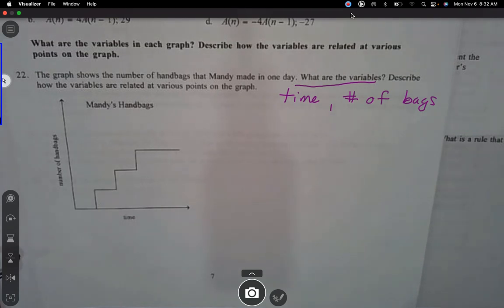How they are related at various points on the graph. So far, what does this mean right here? So far, she has no handbags made. So I'm just going to put that: no handbags are made. And you can label it. You can put numbers, like put 1 right here and over there. What happens right here? Yeah, she finished a handbag. So she was probably working on a handbag at this time, and then finished a bag.